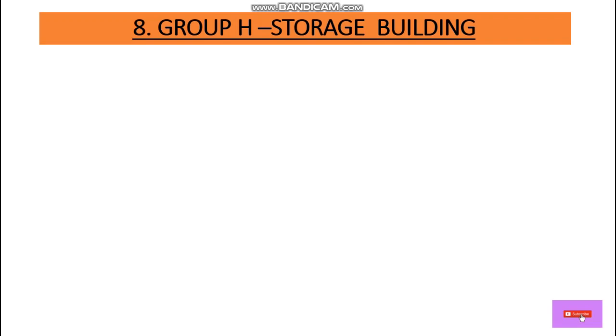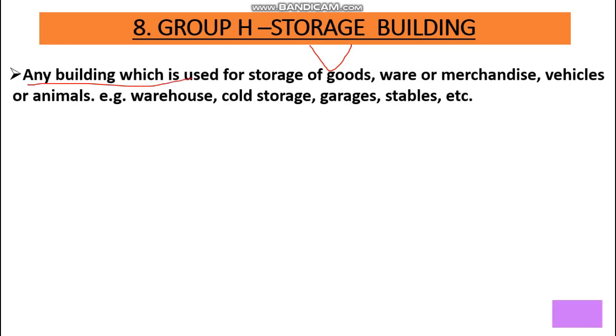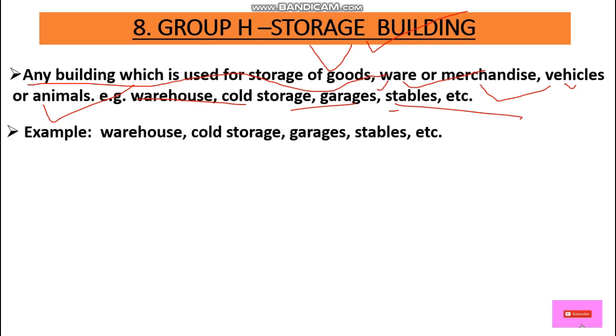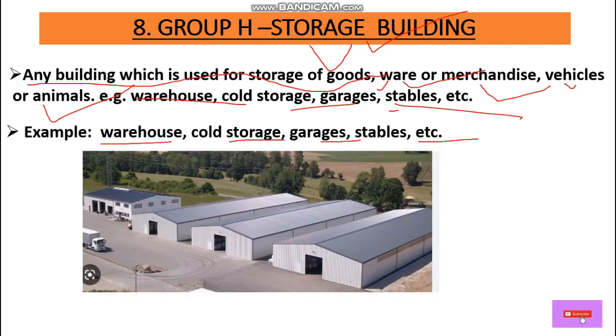Okay, now the storage building group. As the name suggests, where we can store things, we call it a storage building. Any building which is used for storage of goods, wares, merchandise, vehicles or animals. Examples: warehouse, cold store, garage, stables. These are all called storage buildings. So here the examples are warehouse, cold storage, garage, stables. So this is a warehouse.